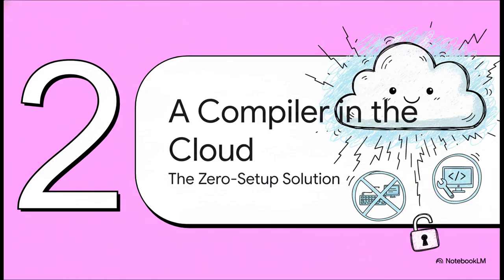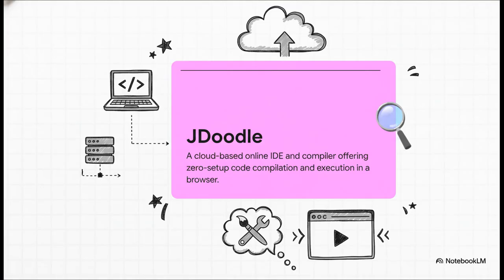But what if you could just skip that entire step? What if we could get rid of that whole problem for good? Well, that's the whole idea behind a huge shift in programming, moving the entire development environment into the cloud. And that's where JDoodle comes in. So what is it? It's a cloud-based online IDE and compiler. In plain English, it's a complete toolkit for coding that just lives in your web browser. No installers, no downloads, no messy configuration files.